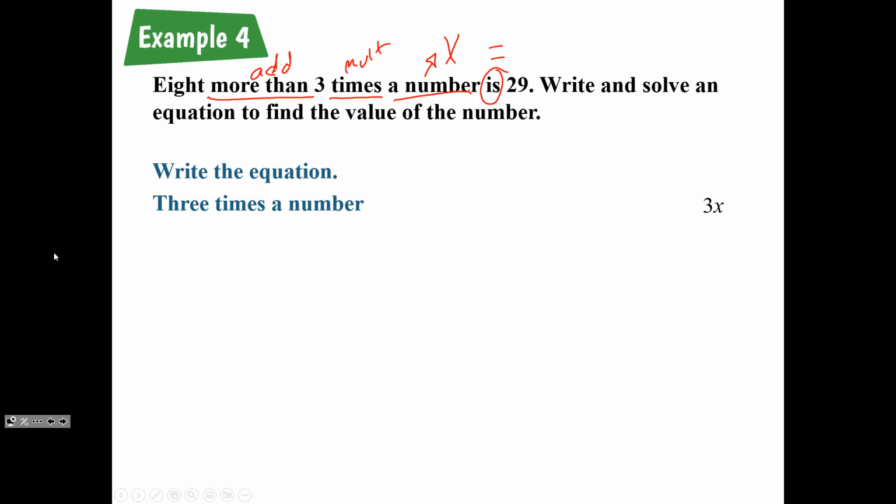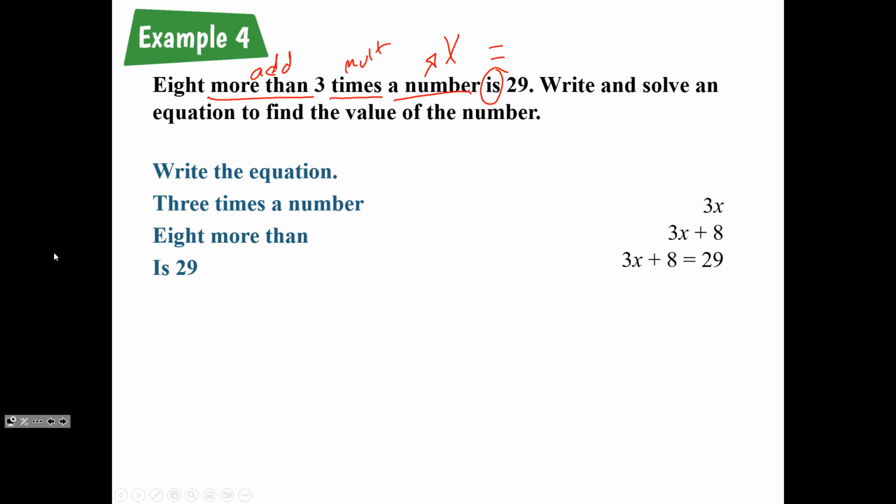Okay? Now, it's saying that there's 8 more than. So we need to take our 3x. We need to add how many? 8. So we have our 3x plus 8. Are we done? No, because we still have what? It equals 29. So when we do that, we take our expression that we had equals 29.